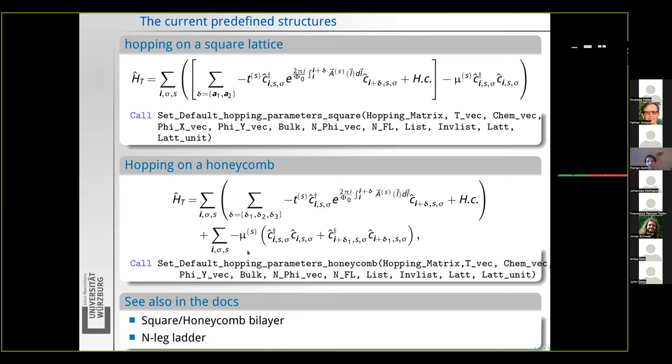Similar structure as before, there's a function to just set the default hopping parameters on the honeycomb lattice, which takes similar arguments as the square lattice. What you can also find in the documentation are the predefined function calls for the square and honeycomb bilayer systems, as well as for the n-leg ladder systems.